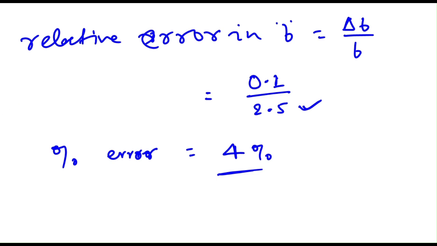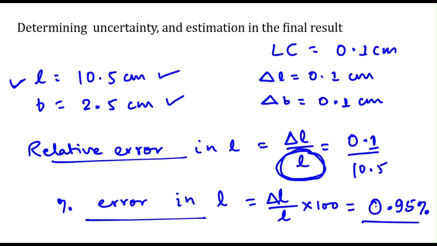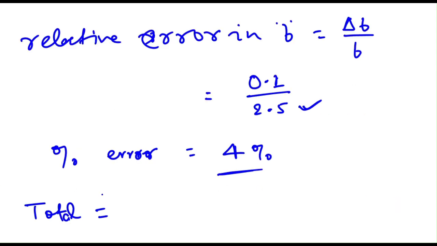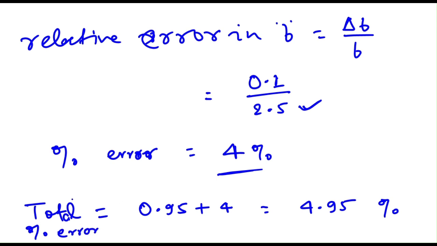Okay, coming back to our discussion. So the total percentage error will be, as we are going to calculate the area of this rectangle, so we are going to use length and breadth. So we have the total percentage error, the percentage error in length here 0.95% and the percentage error in breadth. So 0.95 plus 4, that will be 4.95%. Okay, this is the total percentage error after calculation.